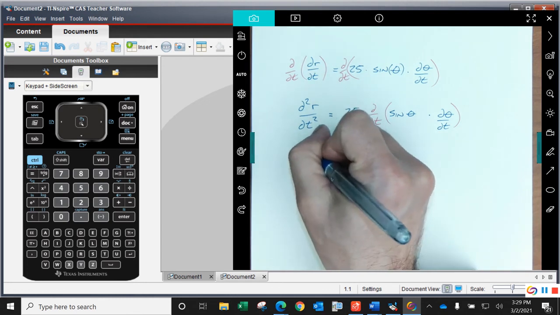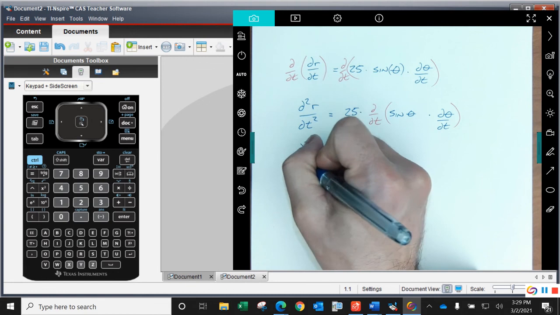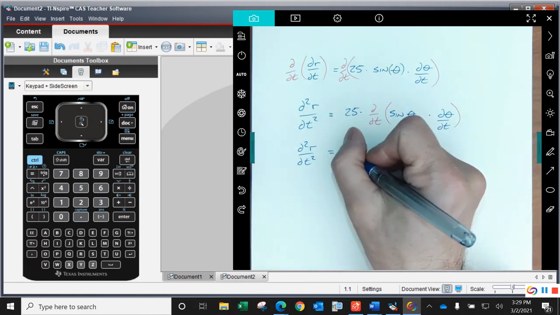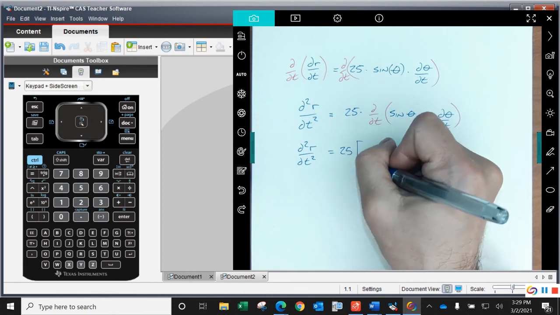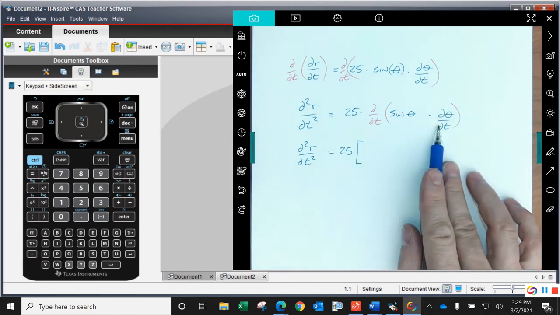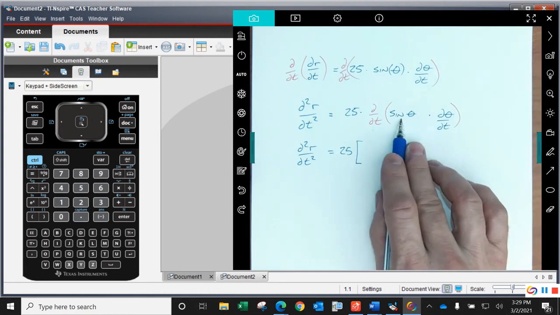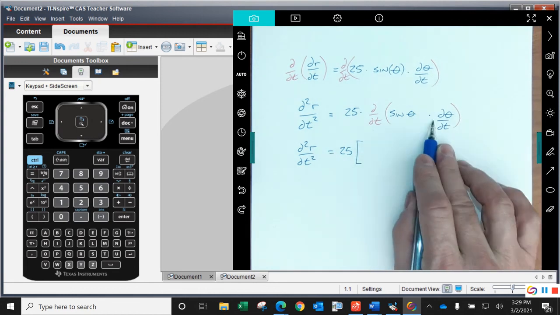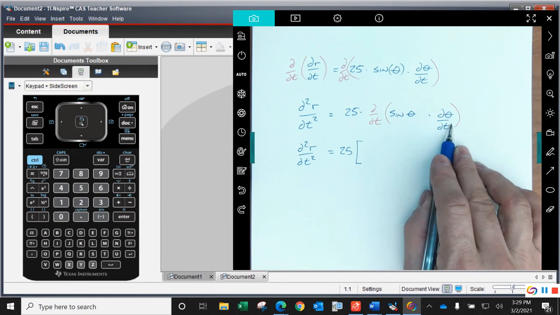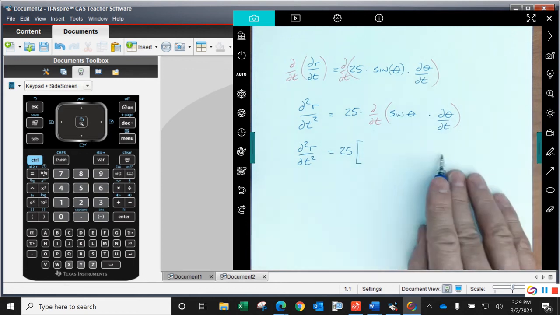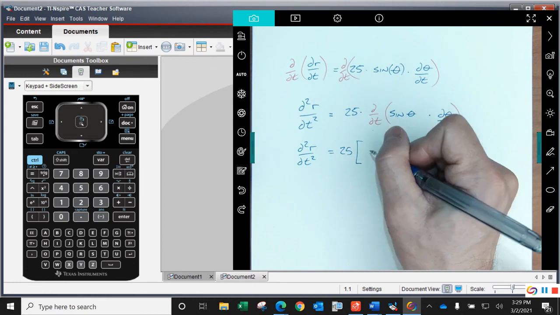So we have our second derivative of r with respect to t. We're using our product rule now. Let's put a big old square bracket here. Because I'm taking the derivative of this product, I have the first times the derivative of the second plus the second times the derivative of the first. And that's the product rule that we're differentiating right here. So let's give it a try.